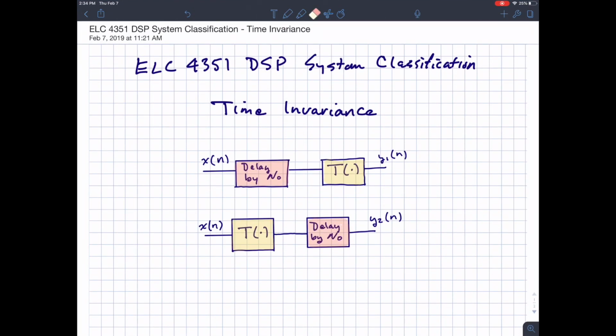Okay, here's a system classification video that explores the concept of time invariance. Now, words are important, and you've heard of time varying signals. Anything that's not DC is time varying. But we're talking here about a system being time invariant, not the signal itself. So there's a subtle distinction.